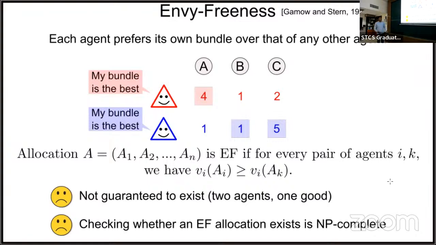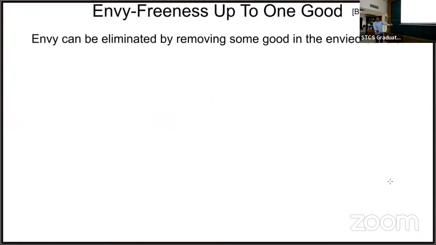Whenever we see such bad results, the usual response is to turn to approximations. One approximation that people seem to like a lot is envy-freeness up to one good, or EF1. It says that you're allowed to have some envy, and it's okay to envy someone else, as long as you can hypothetically remove some item from their bundle and then not envy their residual bundle.